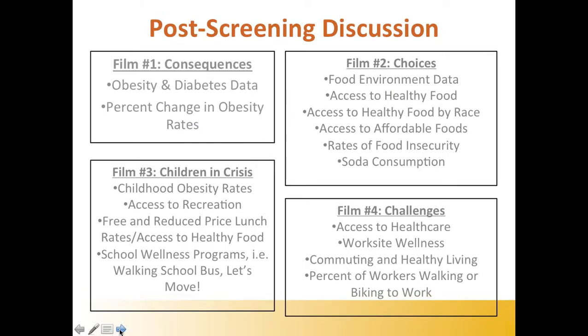So after the screening, it's a great opportunity to have some good discussion. And if you're not familiar with the films, there are 4 films and they deal with different topics, and out of each of those films different pieces come out that the Commons has a variety of resources to support. In the first film, Consequences, some topics are discussed around, of course, obesity and diabetes, as well as the change in obesity rates. Lots of conversation in those films about how the rates of obesity have gone up over time, as well as diabetes.